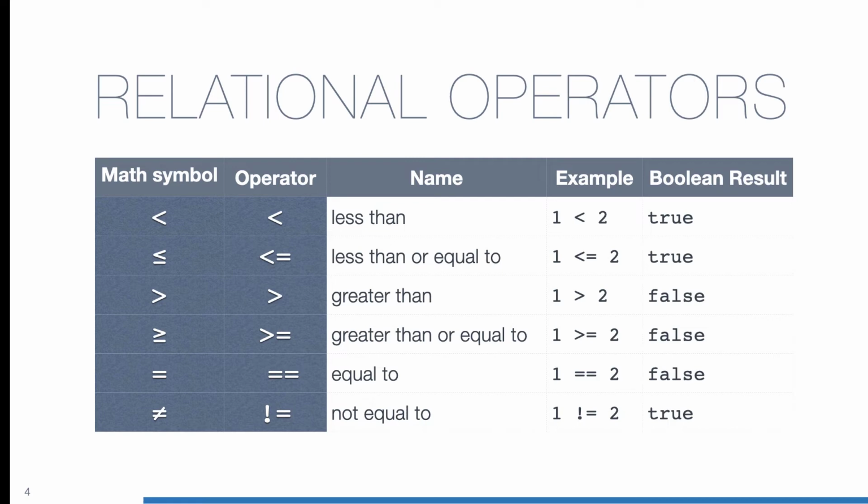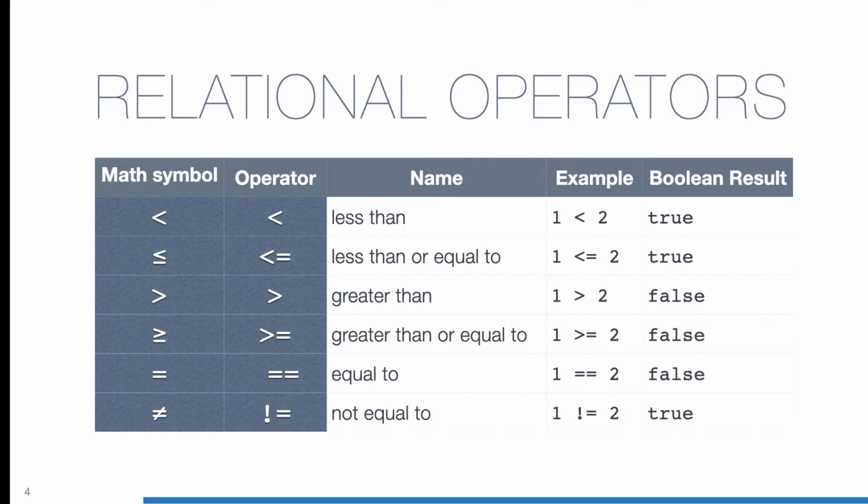Well, if it's less than 2, it's definitely not going to be greater than 2, so that would be false. 1 greater than or equal to 2. Again, if it's less than 2, it is not going to be greater than or equal to 2, so that's false. 1 equal to 2, that's false as well. And then finally, 1 not equal to 2, and the result of that is true.